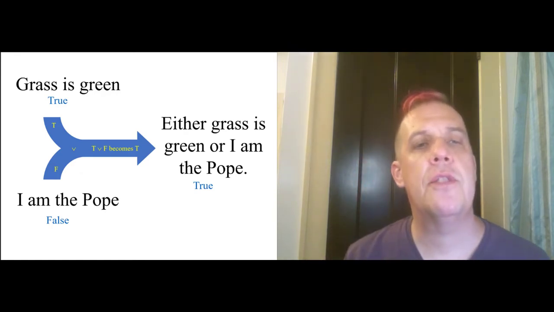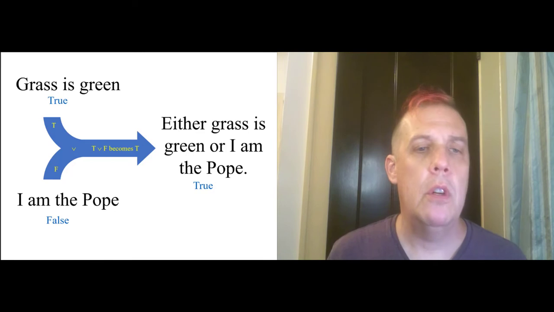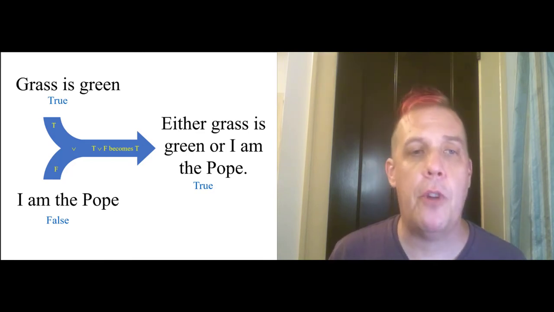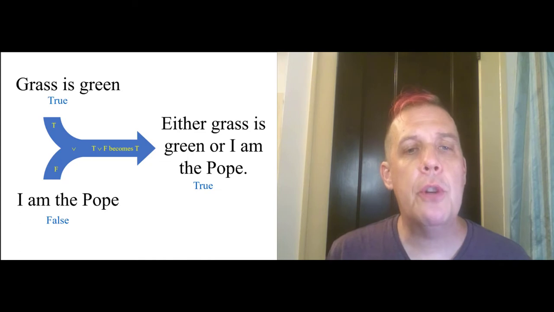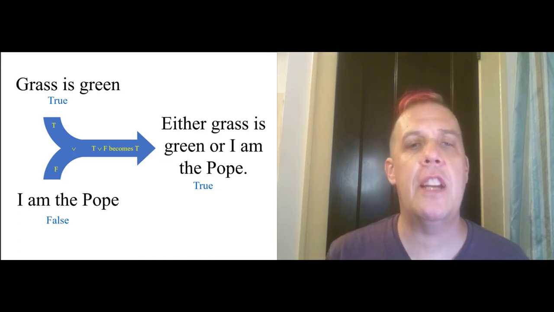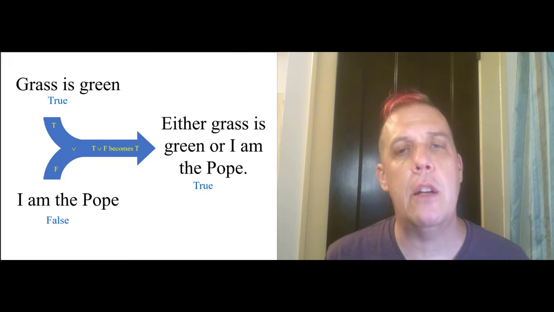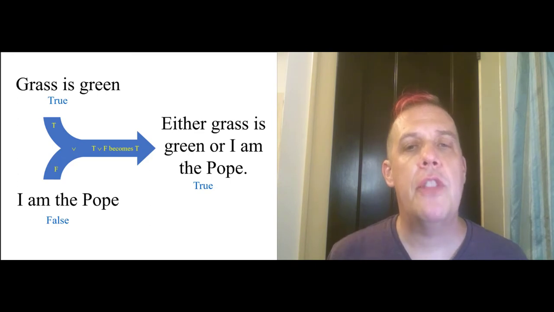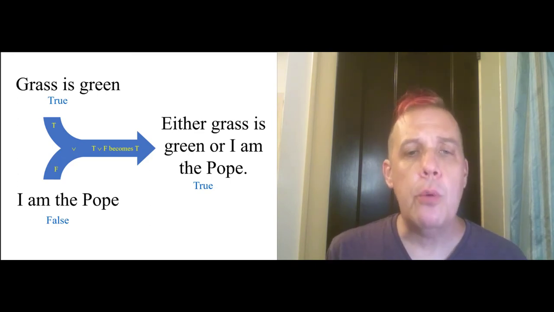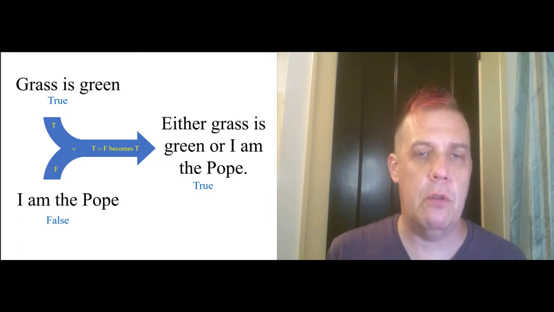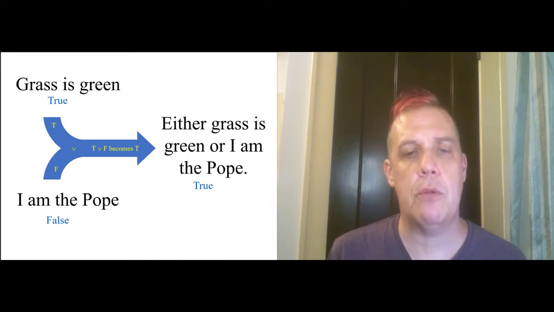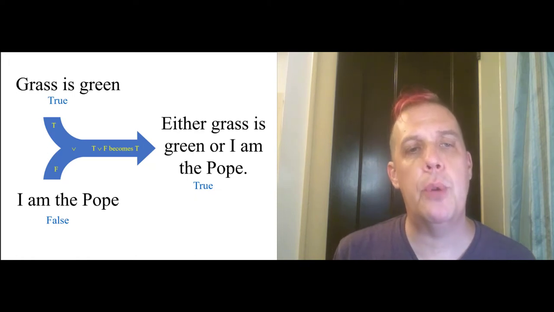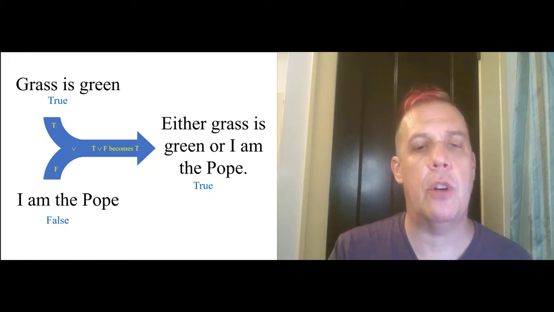consider 2 sentences. Grass is green, which is true, and I am the Pope, which is false. You put those together with an or, and you get this statement, either grass is green or I am the Pope. And as it turns out, that whole statement is true because one side of it is true. Grass is green, and that makes the whole statement true. So the or turns out to be a function on these 2 inputs. And it says that if one of the inputs is a T, the output is also a T.